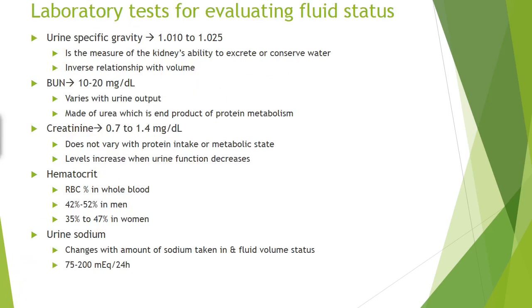All right, then we can also use certain laboratory tests to help with evaluating our fluid status. So our urine-specific gravity is the measure of the kidney's ability to excrete or conserve water. It has an inverse relationship with volume. So the more volume you have, the lower your specific gravity is going to be, and the less volume you have, the higher your specific gravity is going to be.